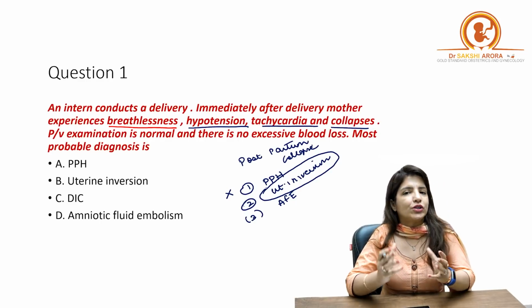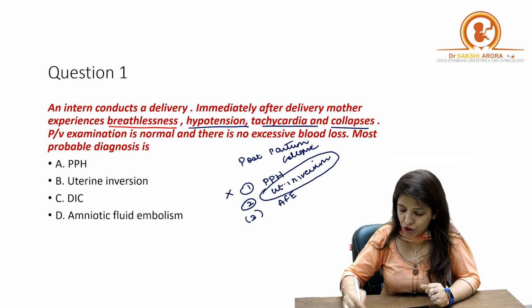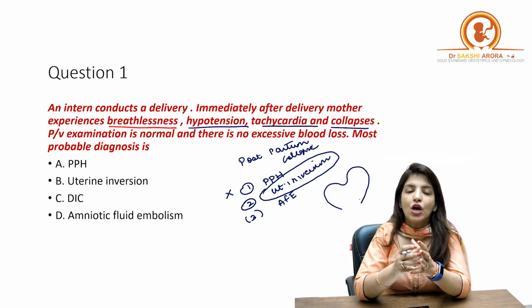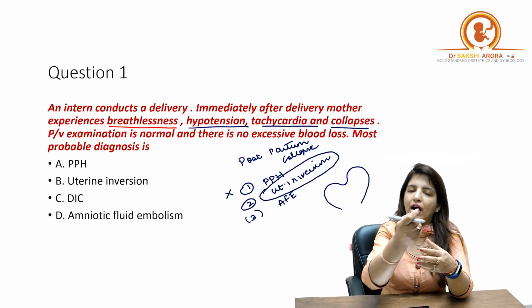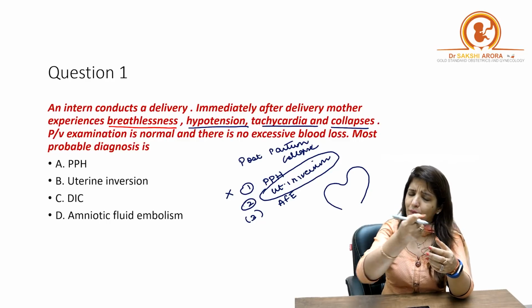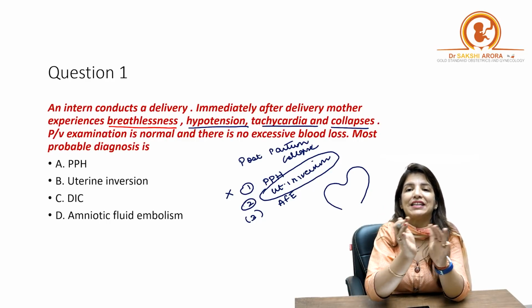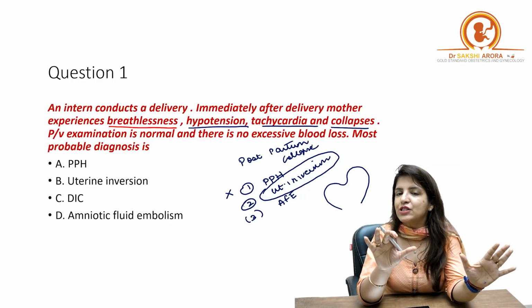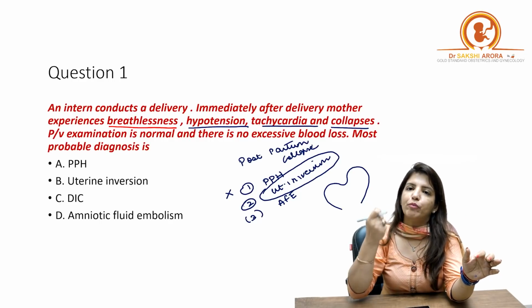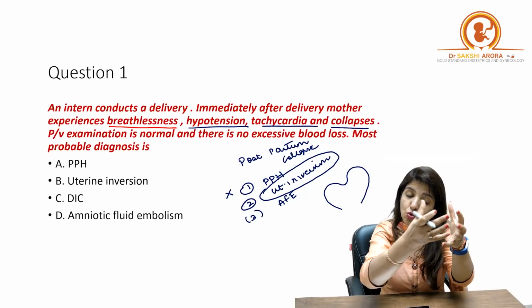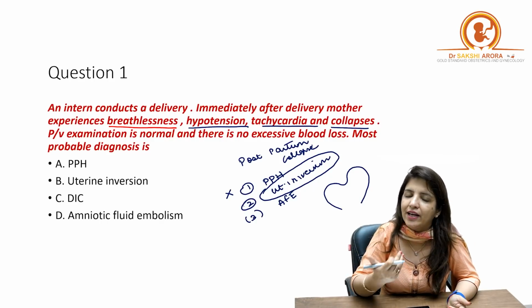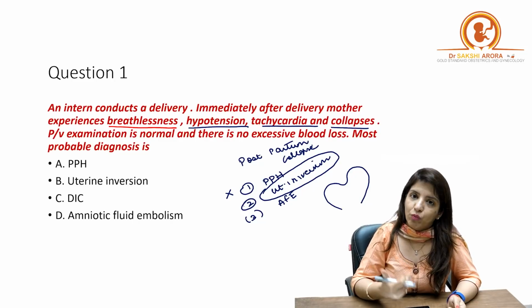Why? Because what is uterine inversion? Uterine inversion is that initially the fundus of the uterus dips. Suppose you are giving traction to the cord, you are pulling the cord before the placenta has separated. Now what is going to happen? The placenta has not separated from the uterus, but you are pulling the cord. So the uterus is going to come out along with the placenta, and that is exactly what is uterine inversion.